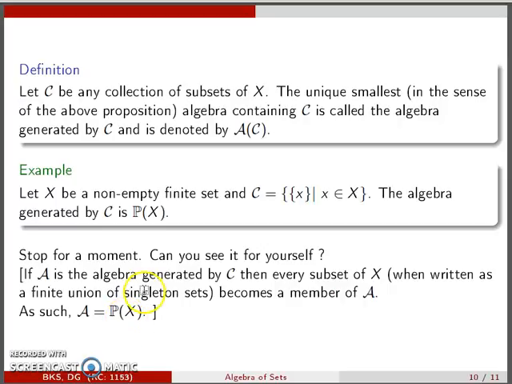In other words, we want to show that the algebra generated by C contains all possible subsets of X. Since X is a finite set, any subset of X can be written as a union of singleton sets. That means all such sets will be in script A. Hence, script A will contain all subsets of X.